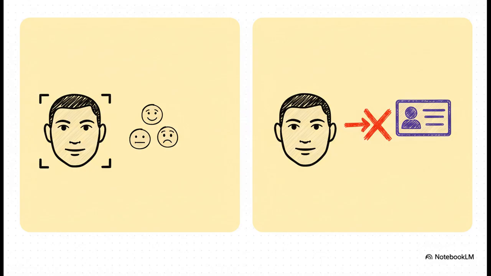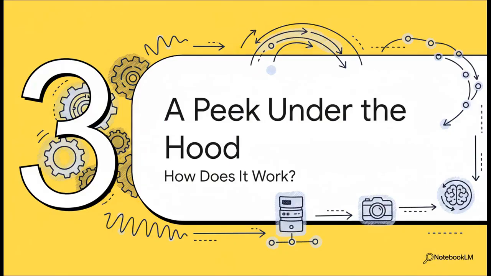Well, it can find a face in a photo and tell you, this person looks surprised, but it cannot tell you if that person is your friend Bob. Identifying a specific person is a whole other ballgame that requires extra work. So how in the world does all this work? I know, it feels a little bit like black magic, but it's all built on some seriously cool and complex technology. Let's take a quick peek under the hood.